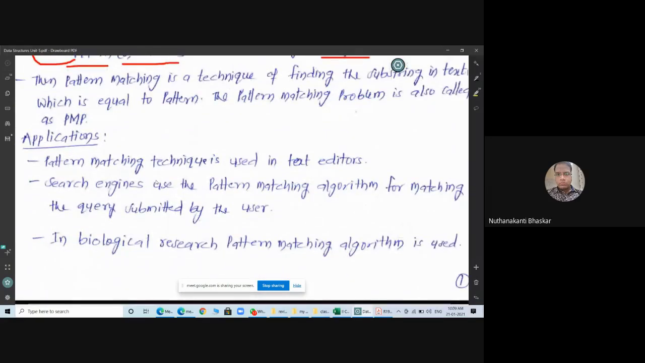Now, some of the existing applications of the pattern matching technique: in the text editors, already I told you, MS Office, or PDF, or even your Dev C++ also is a text editor. Whatever program you type, if you want to search something, you use Control F and you can search. Programming language editors, also text editors, that is also an application of pattern matching. Correct?